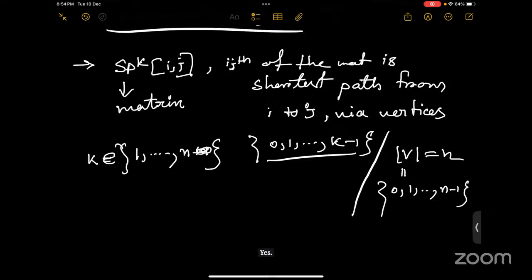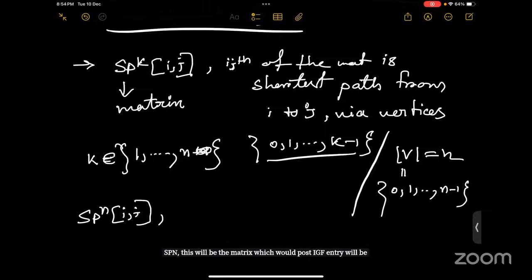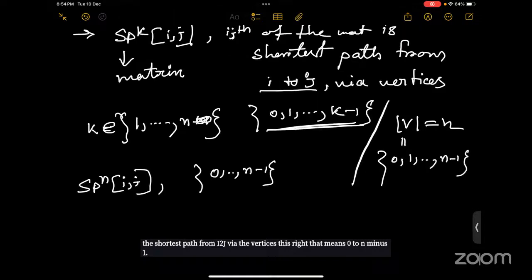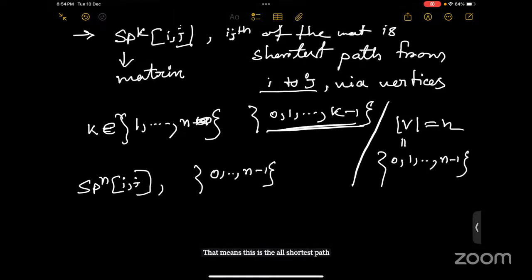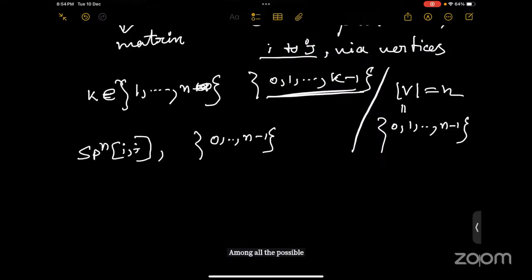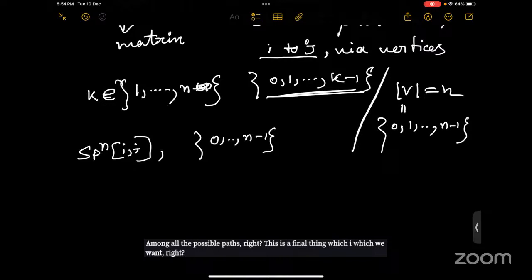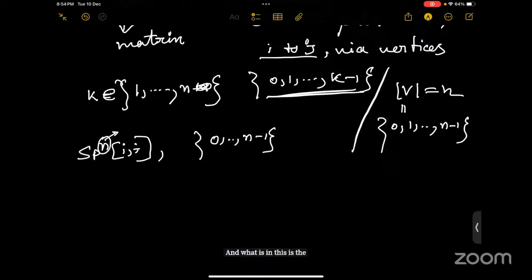Yes, ma'am. Okay. Then what will be SPN? SPN will be the matrix whose ijth entry is the shortest path from i to j via the vertices 0 to n minus 1. That means this is the all shortest path among all the possible paths, right? This is the final thing which we want. And what is n? This is the cardinality of V, that means the set of all vertices, or the number of vertices in the graph, right?